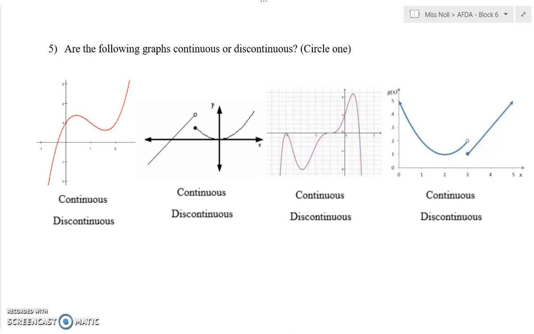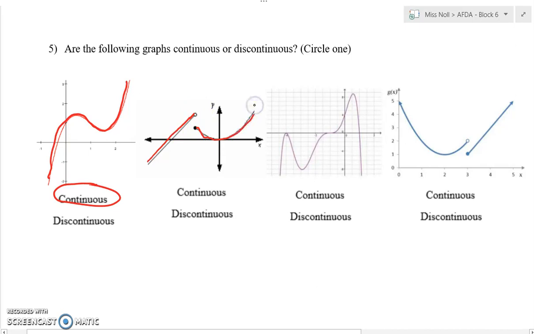So, for example, this first one here, if I retrace this line quite poorly, you would see that I never had to lift up my pencil, and so that would be a continuous line. But on the other hand, on the next one, I have to follow that, and then jump down here, pick my pencil up, and draw the rest of it. And so that would be a discontinuous line, or curve.